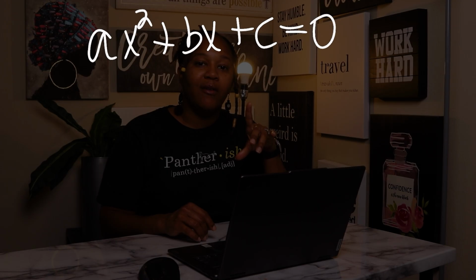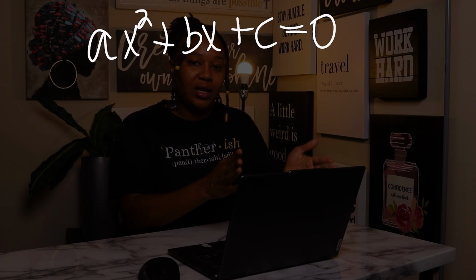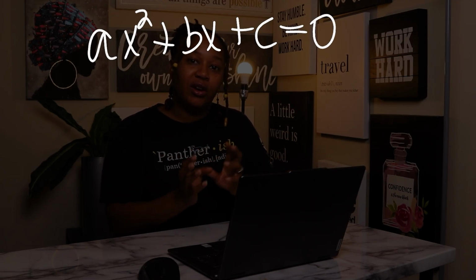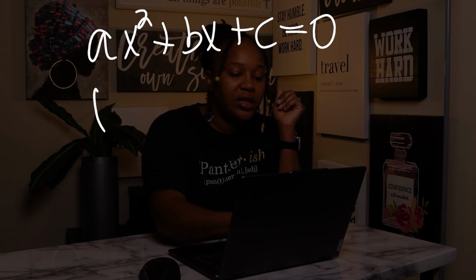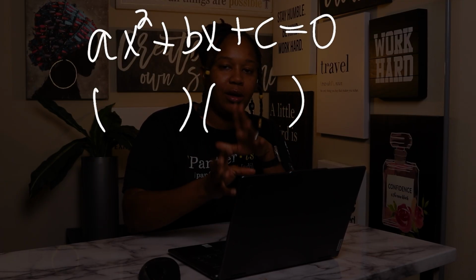Now, the goal of solving quadratic equations by factoring is to be able to write this quadratic that's on the left side of the equal sign as the product of two linear expressions, okay? So remember, when you factor, that's basically taking that and rewriting it as something times something, all right?